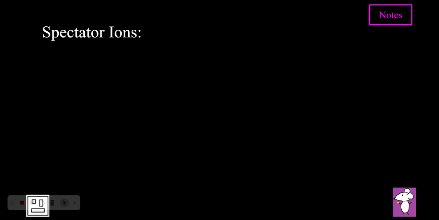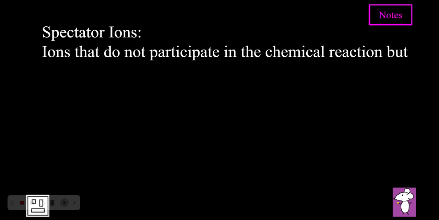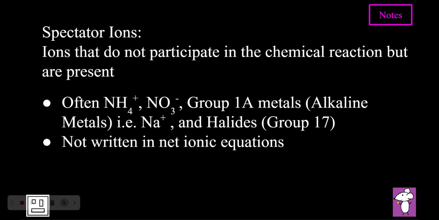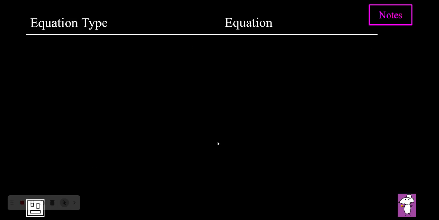And there are these things called spectator ions. Spectator ions are ones that are there, but they fall out. They don't participate, but they're there. They're often things that are highly soluble, things that dissolve: nitrates, alkali metals, group 1. You don't write them, and they're like a bystander. So let's look at an equation.